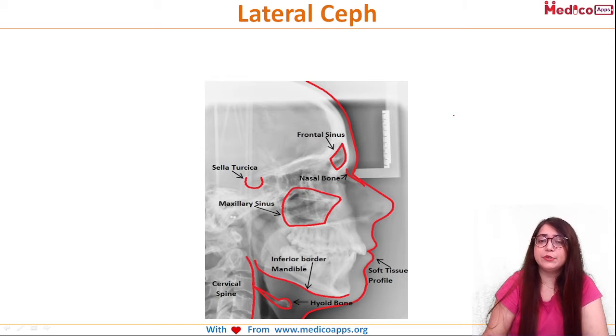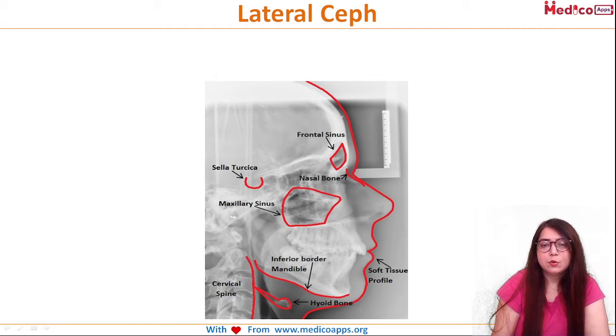Here in this image you can see the landmarks. Let's start from the frontal sinus. All these, the nose and the lips, are the soft tissues. This is the inferior mandible, this is the hyoid bone, this is the cervical spine, this whole area is the maxillary sinus, and this is the sella turcica, right?